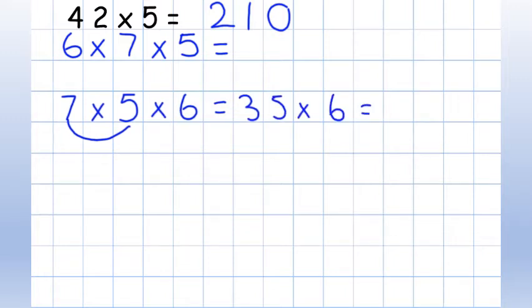Okay, I'll start with the ones number. 5 times 6 is 30. 6 times 5, remember, you can turn it around, is 30. 30 times 6, what's 3 times 6? That's 18, isn't it?